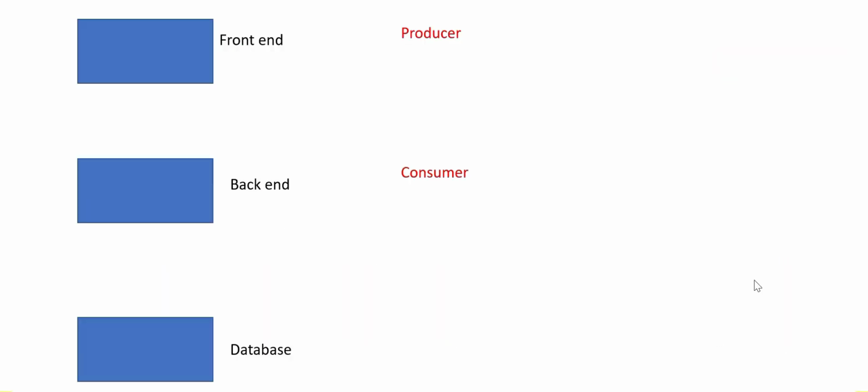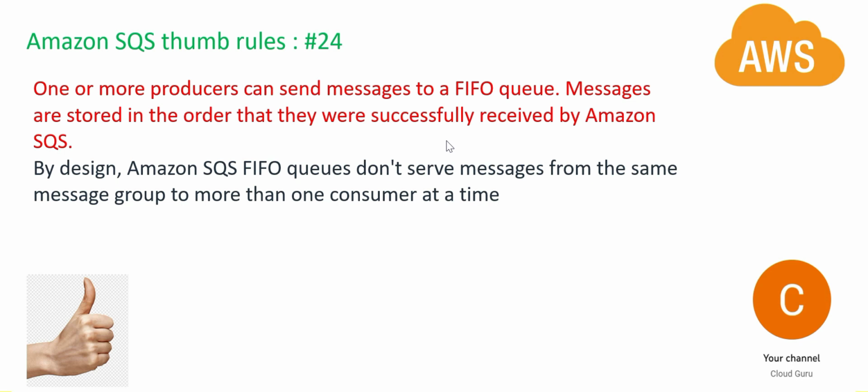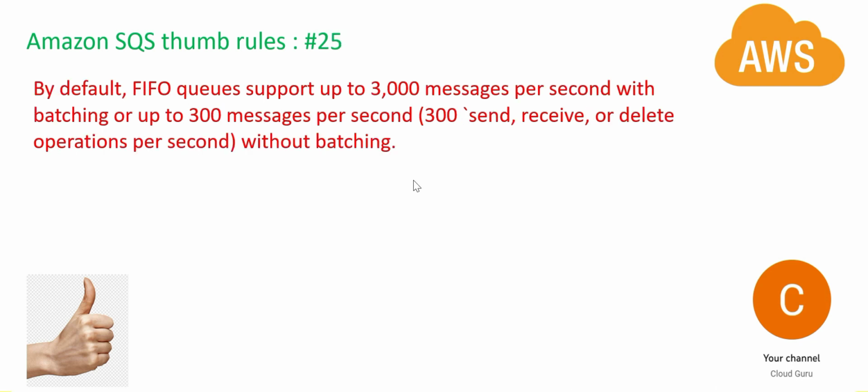See, one thing to note about FIFO queues, and this is also important for certification, because the certification would quiz you: I have many producers, I'm using a FIFO queue, and I have many producers and one consumer. Can the FIFO queue work? Yes, a FIFO queue can work even if I have multiple producers and one consumer. But the FIFO queue will not work vice versa if you have one producer and multiple consumers. So this is our next thumb rule.